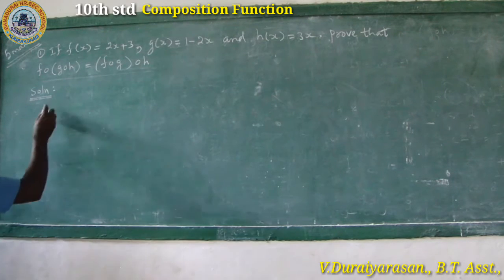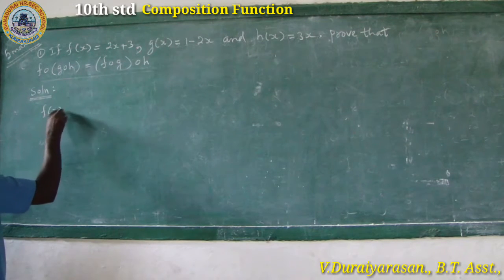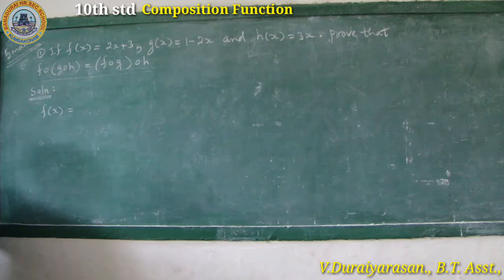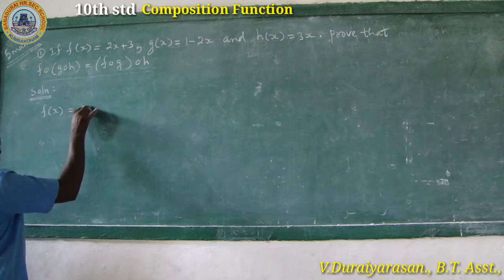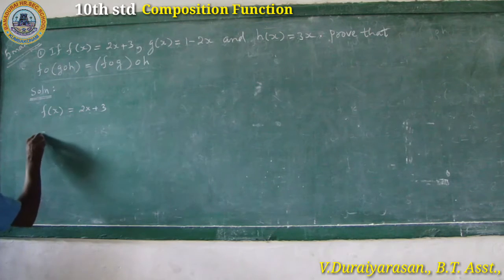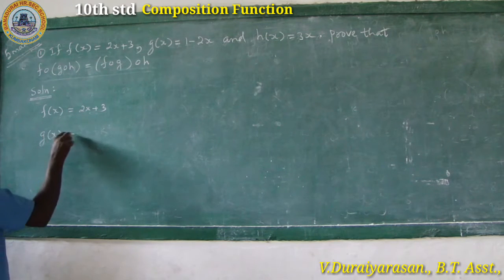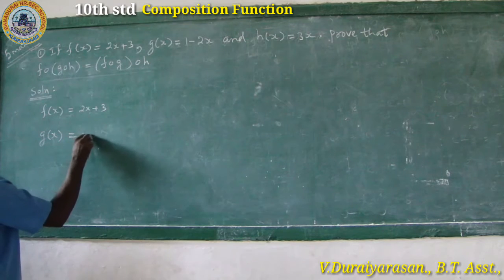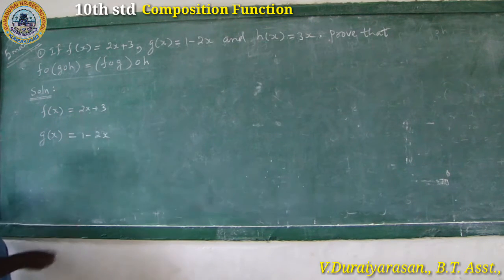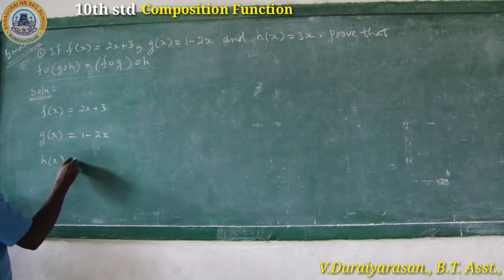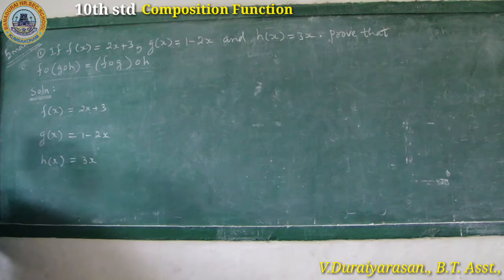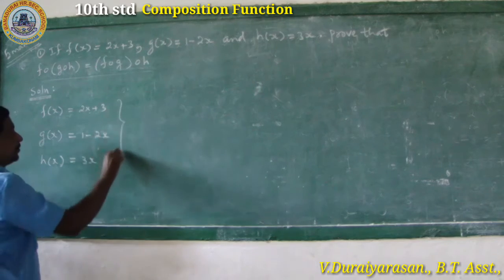We want to prove that these two functions, left hand side and right hand side, are equal. There are three functions given. The first function f of x is equal to 2x plus 3. Another function g of x is equal to 1 minus 2x. And finally, the function h of x is equal to 3x.